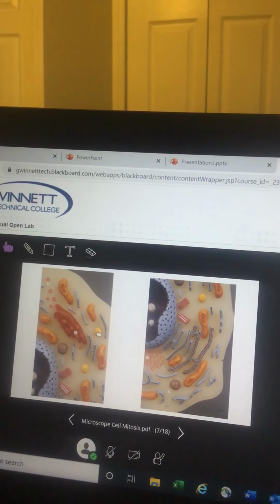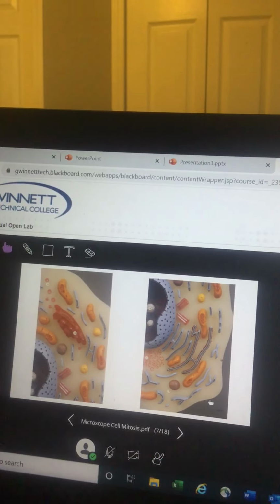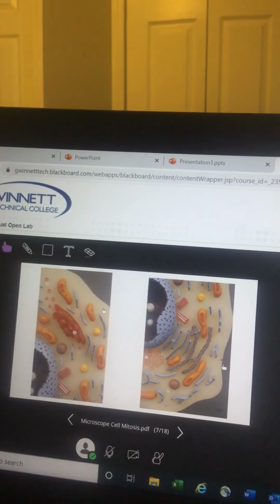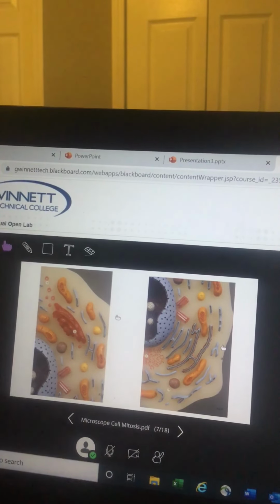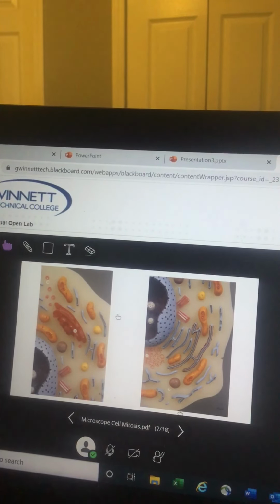The plasma membrane is going to be along the outside of the cell. The plasma membrane is on the outside of the cell. The cytosol and the cytoplasm. Do you guys know the difference between the two?